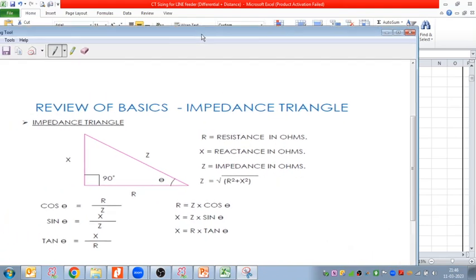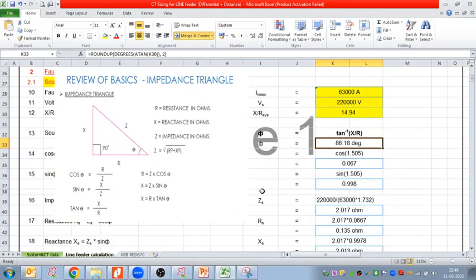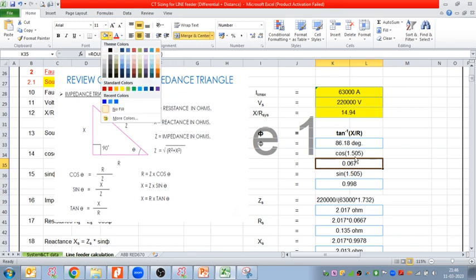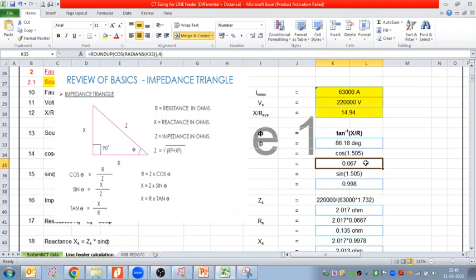Okay, so we know theta now. So now we can calculate cos theta and sin theta, and then find the source resistance, reactance, and impedance. First, this is my theta. So cos theta would be cos of 86.18 degrees, which is 0.066.